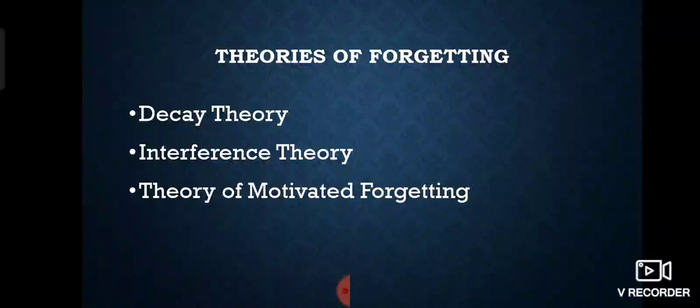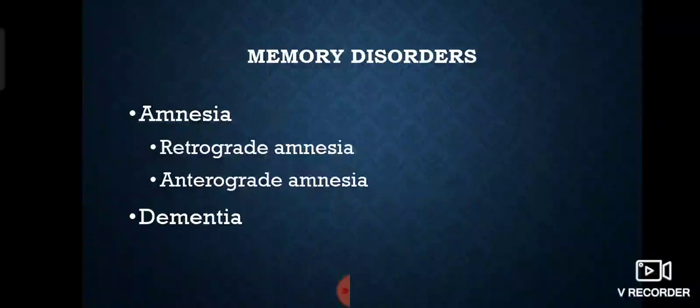Now, let's talk about memory disorders. We have amnesia and dementia. When we talk about amnesia, I know you're very familiar with this term already. It refers to the impairment in memory in the absence of a general loss of intellectual function. It could be caused by brain damage due to accident, or a traumatic experience, or a psychological experience. When we talk about amnesia, there are two types. We have retrograde and anterograde.